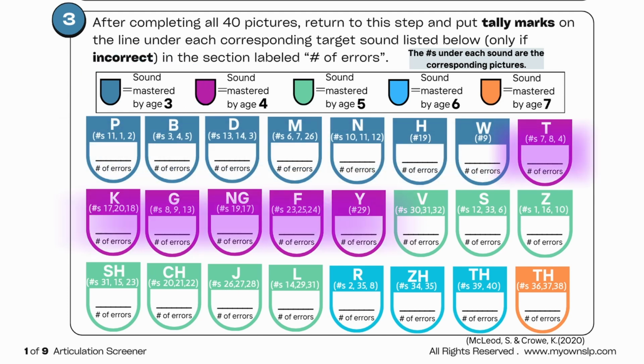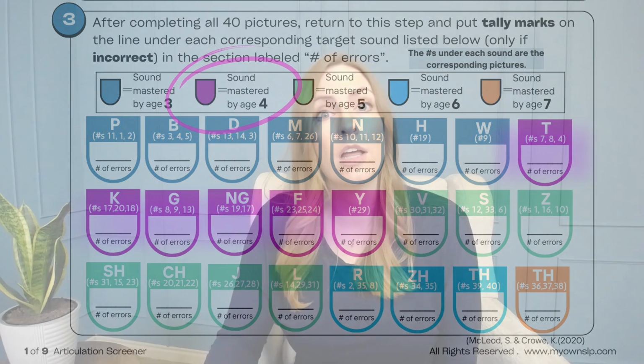For the next ones, for the purple, these are sounds that are typically mastered by the time a child is 4, and then so on with the different colors. So that is just to kind of help you decipher the different sounds, and you'll see with the chart later on how this comes in handy.